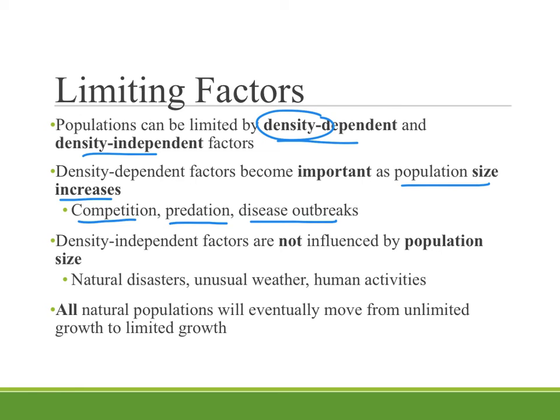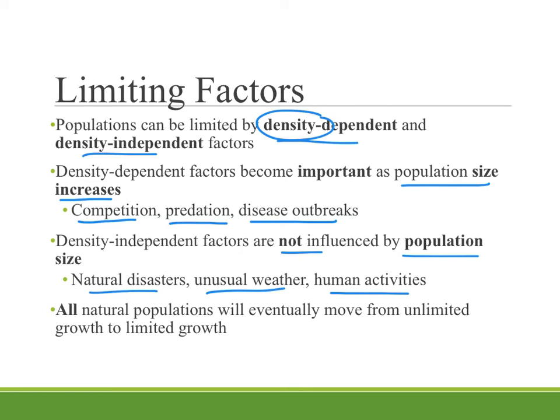The density-independent factors are things that are not influenced by the population size. They can come upon a population regardless of whether it is large or small. And so these density-independent factors include all of our natural disasters or unusual weather that really doesn't matter whether you have a lot or just a few individuals in a population, they're all going to be affected. And of course, human activities are going to impact other organisms, and that would be another category of density-independent factors.